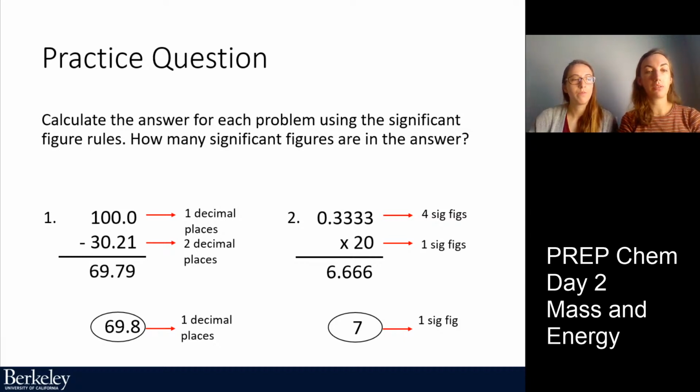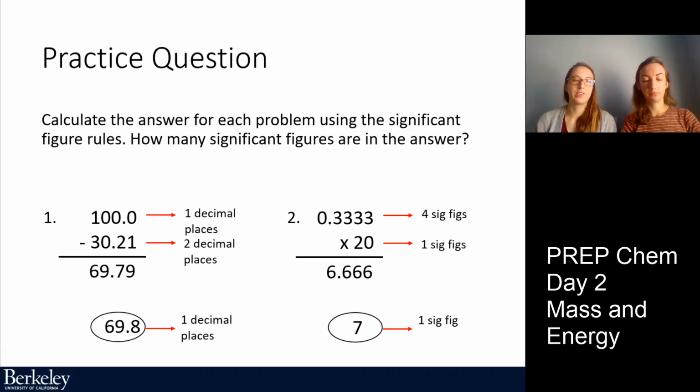100.0 would not just be one sig fig. 100.0 has four sig figs, but when we're adding and subtracting, we care about the decimal points. So 100.0 has four significant figures, but it only has one digit after the decimal point. So that's where we get the 1, and that's what applies to addition and subtraction.